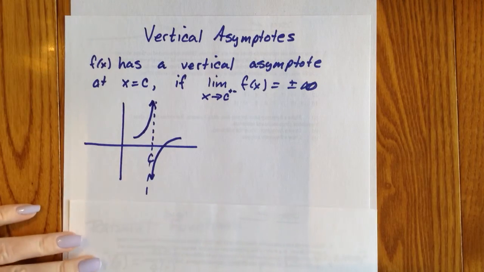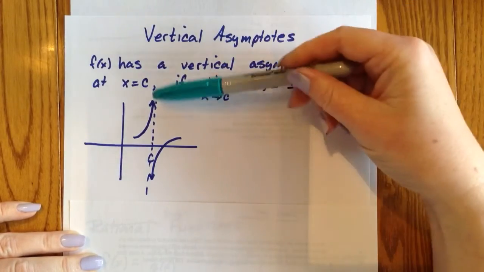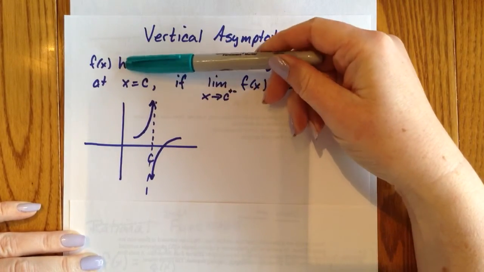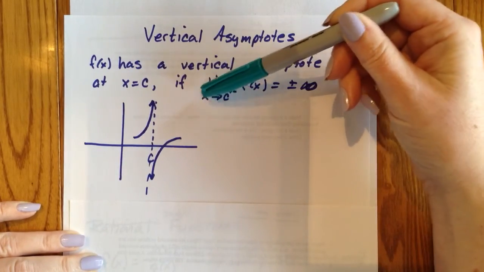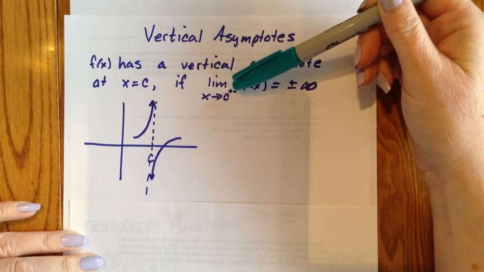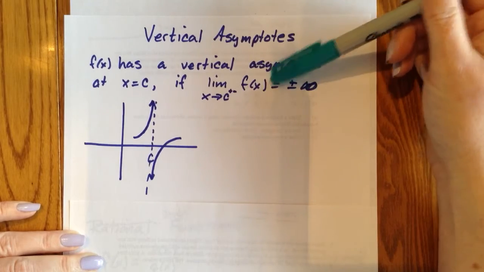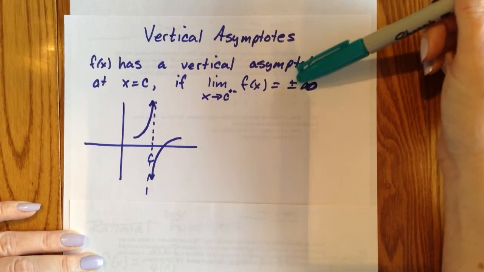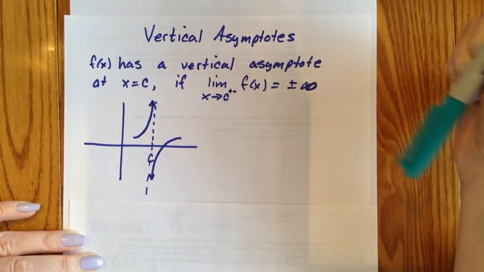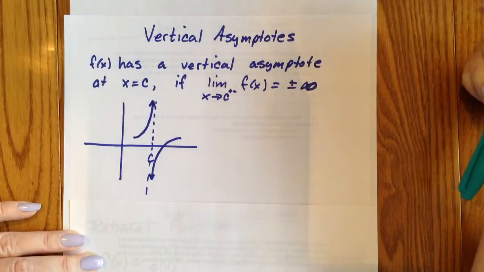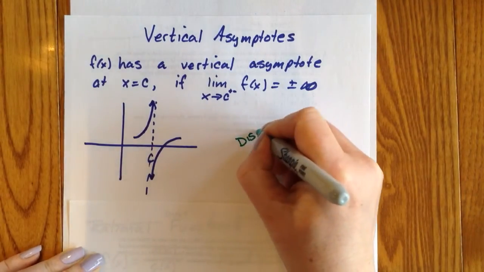Ooh, look how pretty! A function f of x has a vertical asymptote at the vertical line. Notice it's not y equals, it's x equals c. If the limit as x approaches c, now the notation here is a little crappy, it's either from the right or the left, of the function approaches either positive or negative infinity. So if on either side it goes up to infinity or down to negative infinity, booyah, you have yourself a vertical asymptote.